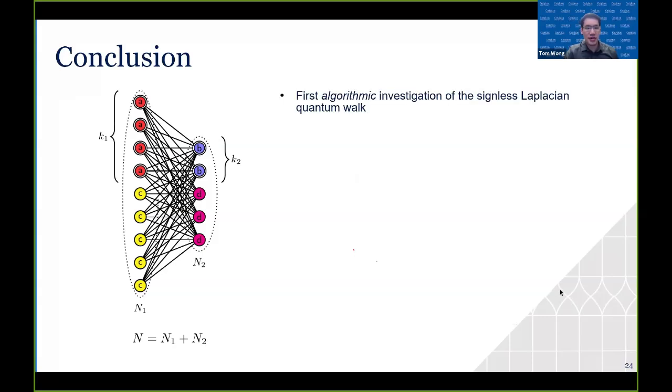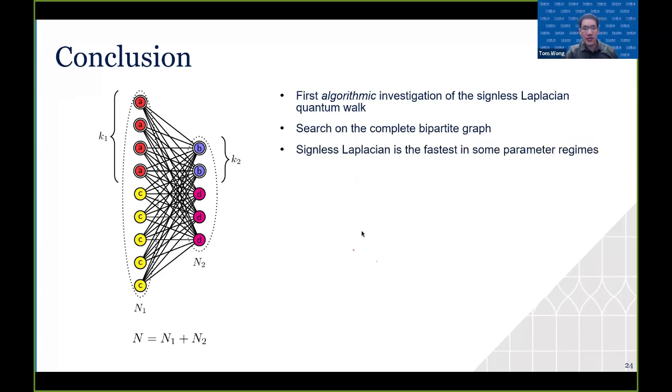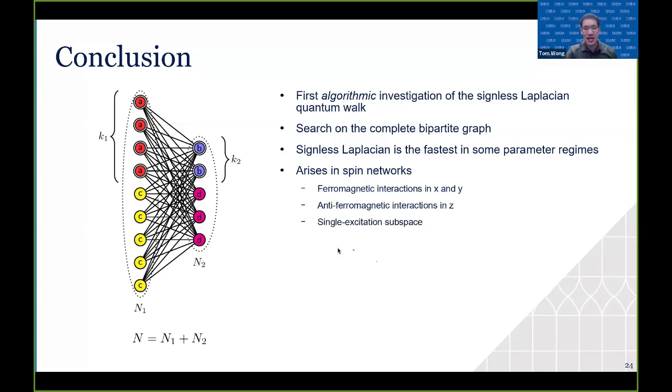And so to conclude, Molly and I have conducted what we believe is the first algorithmic investigation of the signless Laplacian quantum walk. And we did that by looking at search on the complete bipartite graph. What we found is that the signless Laplacian is the fastest of the 3 quantum walks in some parameter regimes. And this raises again whether or not the signless Laplacian is faster at other problems. And then we show that this arises in spin networks, assuming that you have ferromagnetic interactions in 2 directions and antiferromagnetic interactions in the 3rd direction, and that we're working in a single excitation subspace. And I will end my talk there.